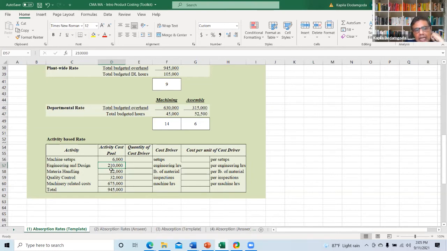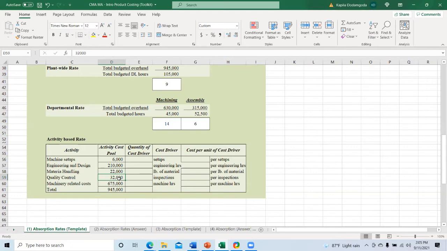And then material handling is obvious, right? Material handling is shifting material from one place to another place. And then we have quality control, right? What is quality control? It is to ensure that the product meets the quality.